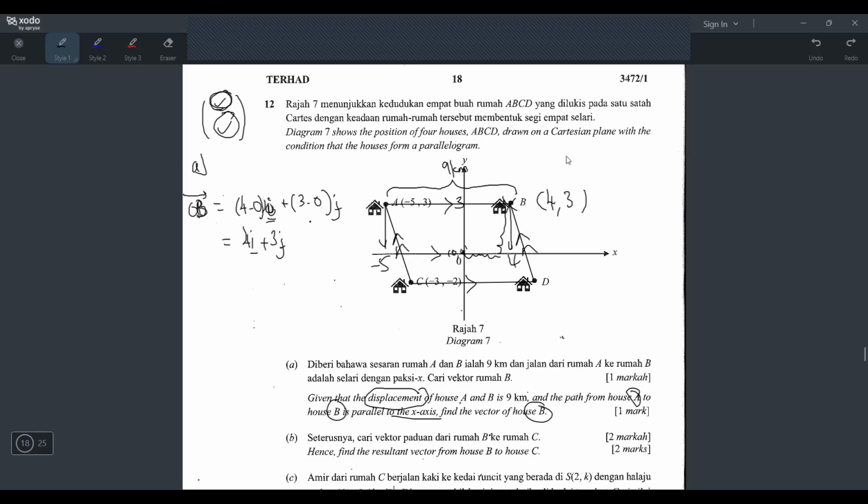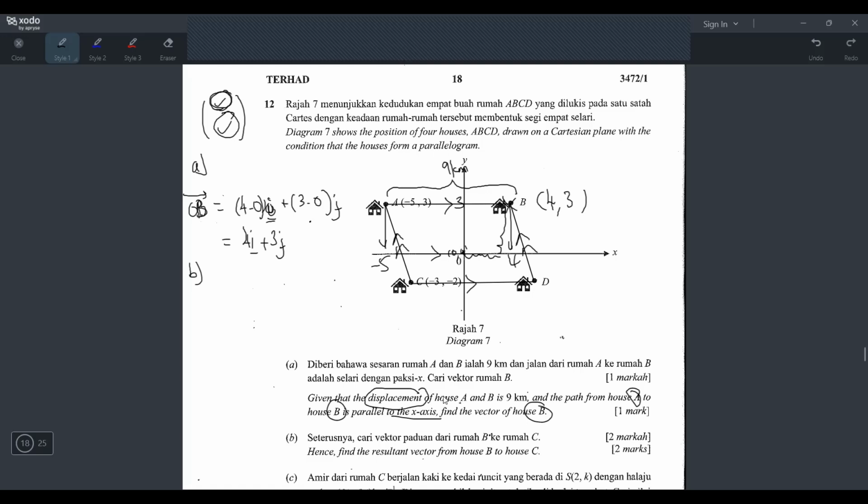So understand, huh? So let's say if I have a vector X to Y, it means I have to take which coordinate minus which coordinate. I have to take Y coordinate minus X coordinate, right? We always take the belakang punya point minus the depan punya point, right? So if it's OB, I have to take B coordinate minus O coordinate, right? Okay, let's continue with B.